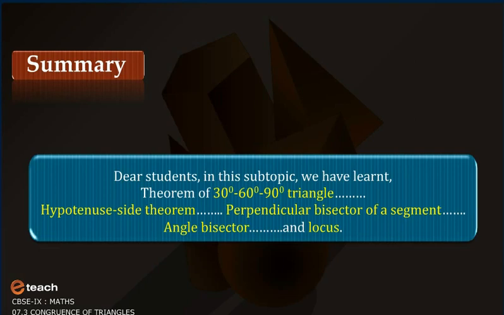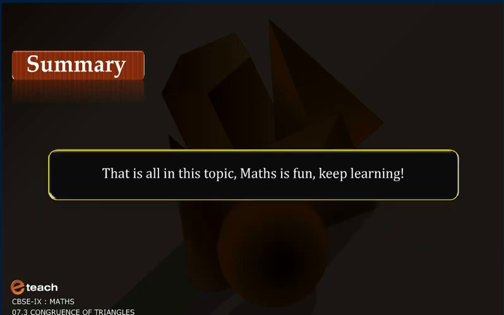Summary. Dear students, in this subtopic we have learnt the theorem of 30, 60, 90 degree triangle, hypotenuse side theorem, perpendicular bisector of a segment, angle bisector and locus. So that is all in this topic. Maths is fun. So keep learning.